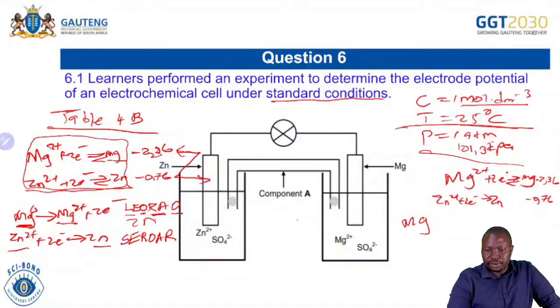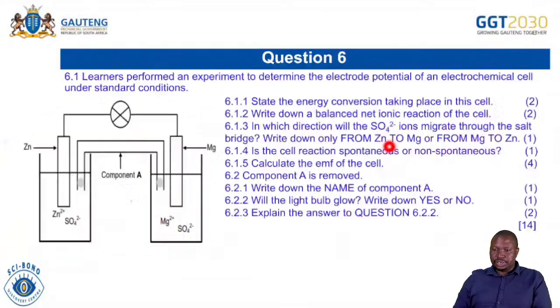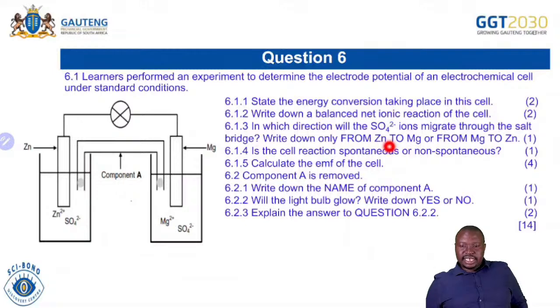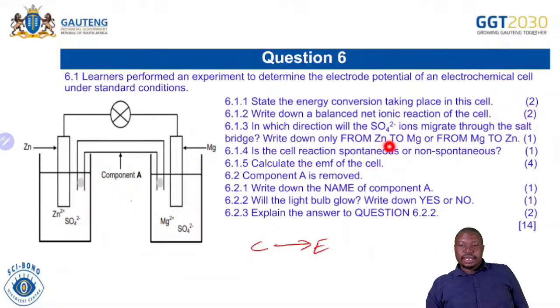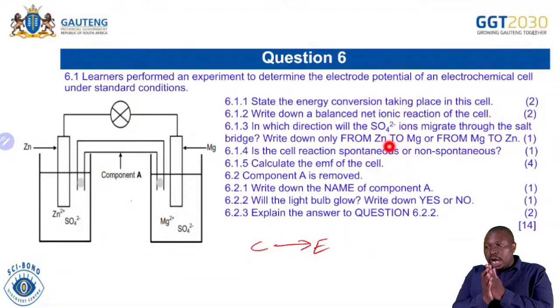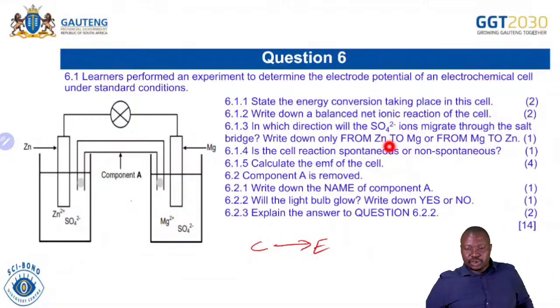Now let's go to questions without wasting any time, so that we're able to finish this question, which is our last question. It says state the energy conversion taking place in the cell. Remember, energy conversion here is from chemical energy to electrical energy. You must write it in full. Write down a balanced net ionic reaction of the cell. A balanced net ionic. Net means you are adding them together.